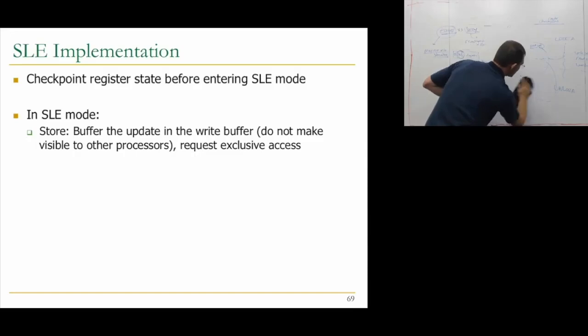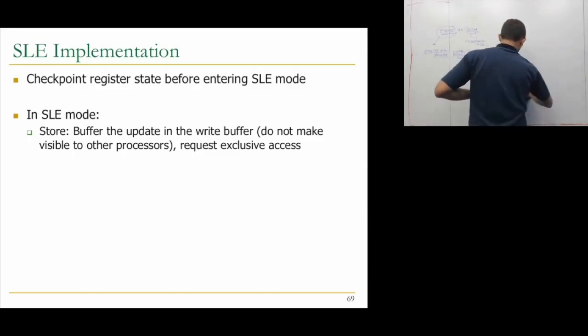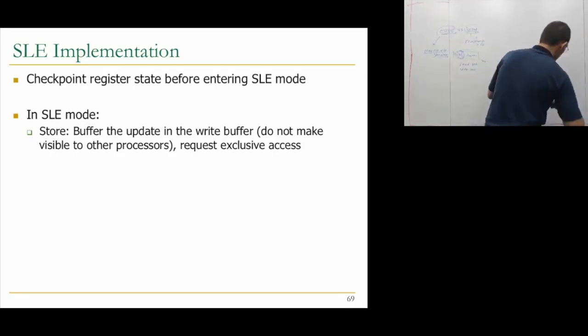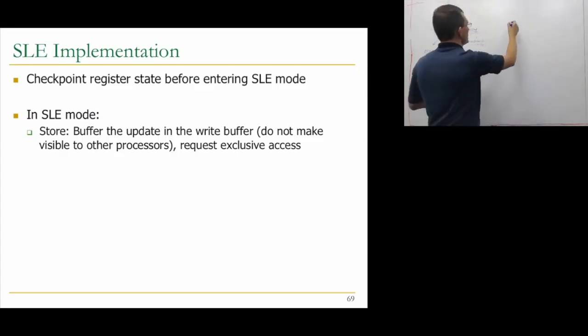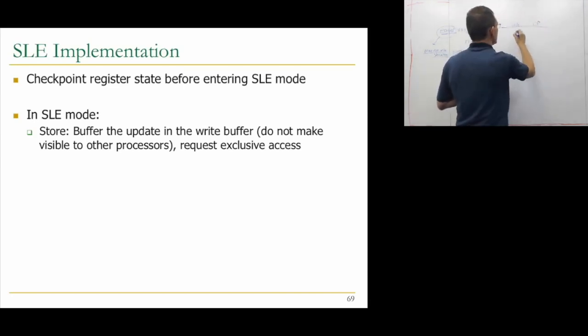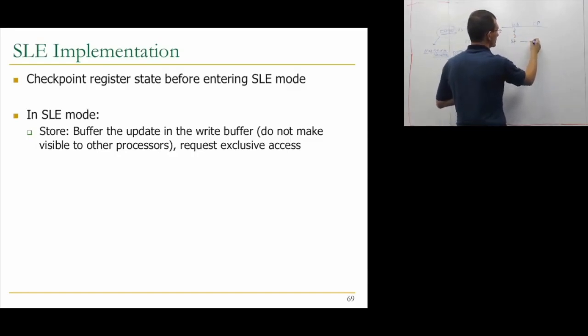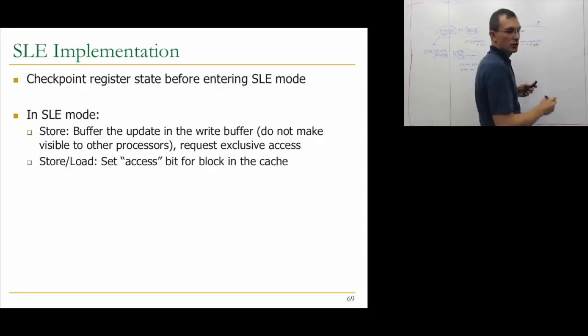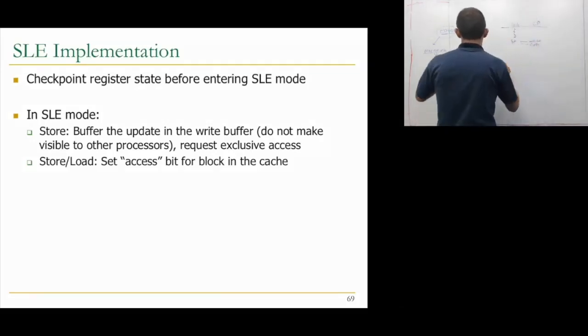So let me actually clean this up so that you can see a better picture of this. I'll get back to this eager versus lazy, so keep that in mind. A lot of the issues that we will discuss can be handled eagerly or lazily. Basically, the processor detects the lock, checkpoints the architectural state, and keeps executing, and there's a store, and this store goes into the write buffer, and also it sends a read exclusive request in the coherence protocol, right? When there's a store or load that happens, this also sets the access bit.